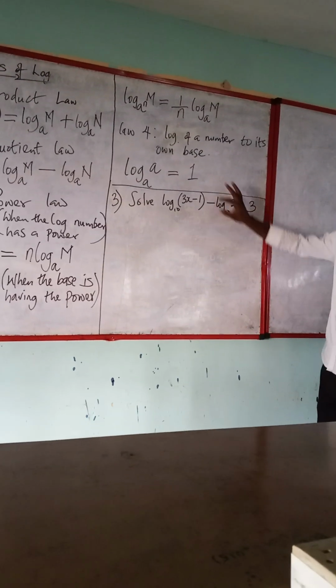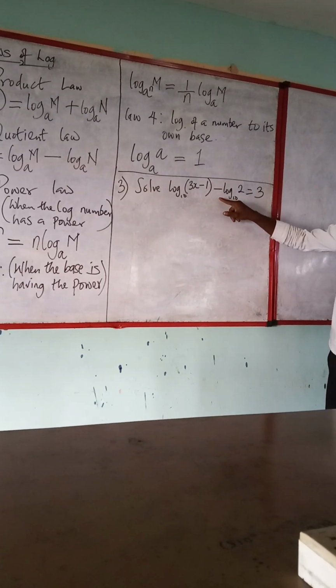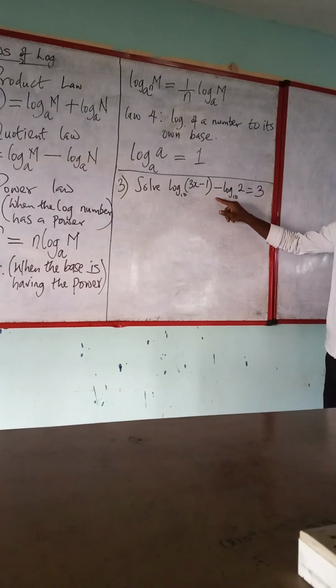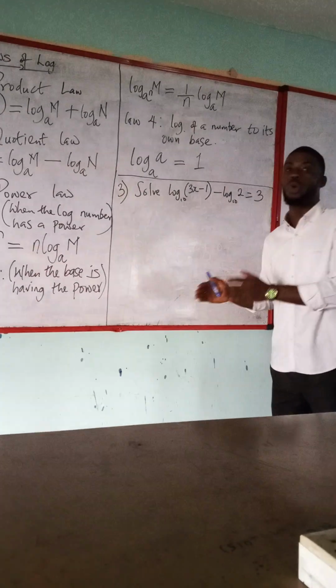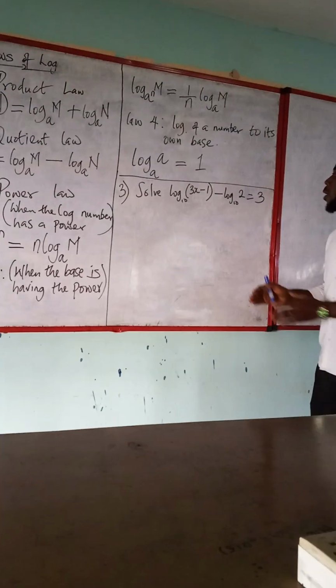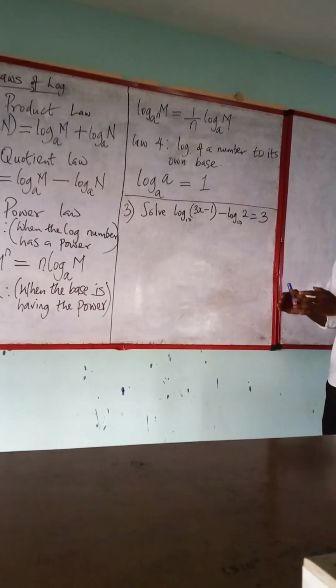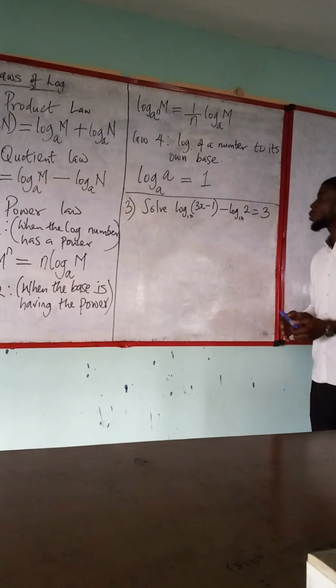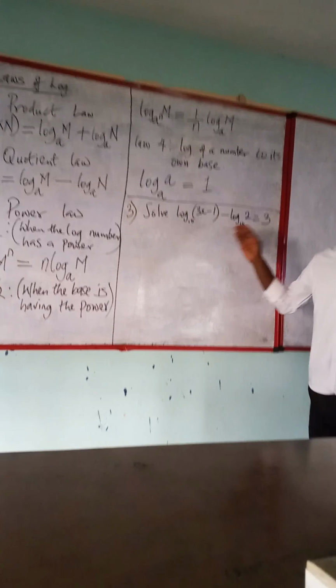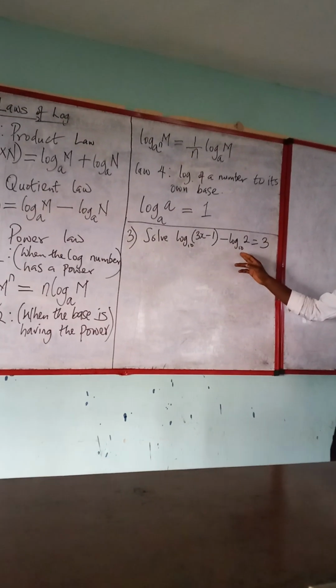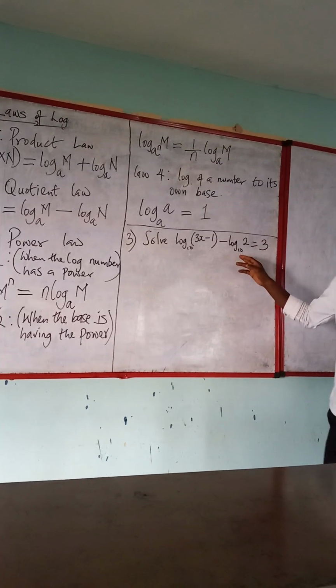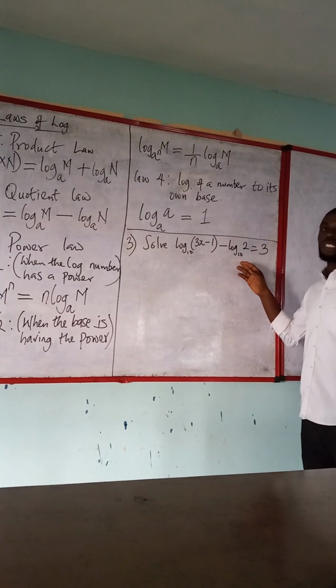If you look at this, the operation here says minus. The operation here says minus. What does this minus suggest? It suggests that there is a possible quotient rule. But before we conclude that this is a quotient rule, we have to look at other factors, which is the base of the logarithms. What's the base here? The base is 10, and the base here is also 10. So it could be a further possible quotient law.